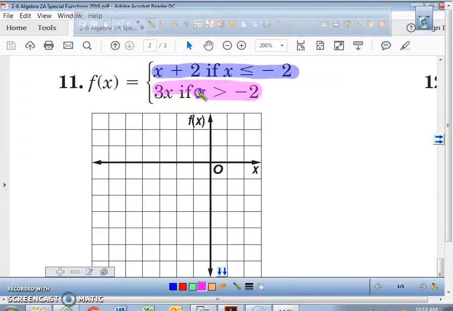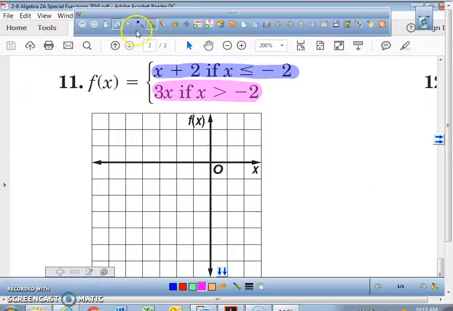Now, this one is not that bad of a piecewise function because technically we only have to graph 2 pieces. So right now, here's the first one. Write this down. F of x.